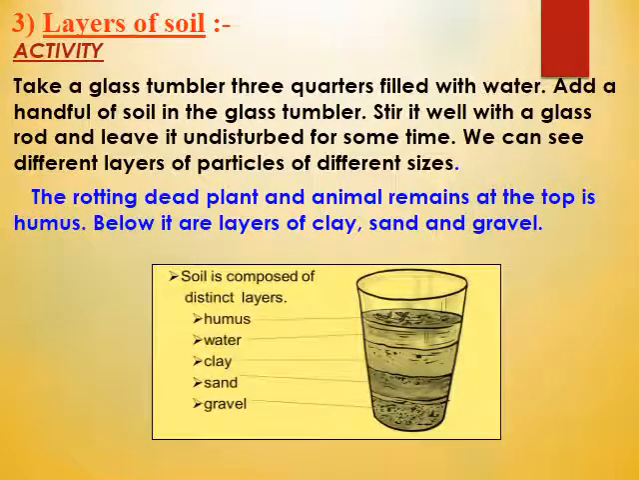Now let's perform an activity to understand the layers of the soil. Take a glass tumbler 3/4 filled with water. Add a handful of soil in the glass tumbler. Stir it well with a glass rod or a spoon and leave it undisturbed for some time. We can see different layers of particles of different sizes. The rotting dead plant and animal remains at the top is humus. Below it are layers of clay, sand, and gravel.